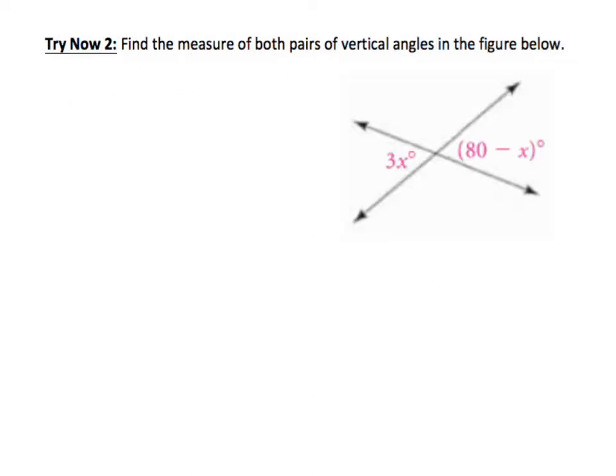Go ahead and try this now on your own. You're going to be asked to find the value of x here, but also find the measure of both pairs of vertical angles. So you're going to need to substitute that value for x back into the equation. Go ahead and pause the video and give this problem a try. Ready? Pause the video.